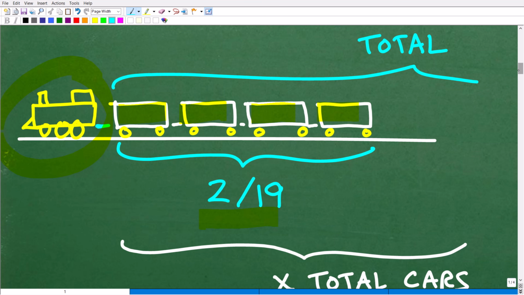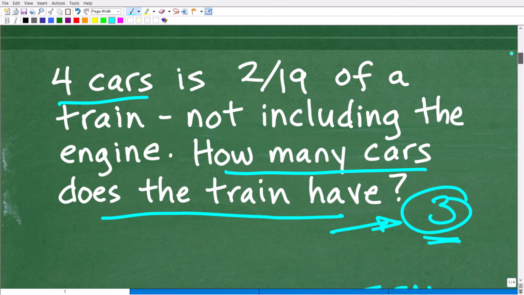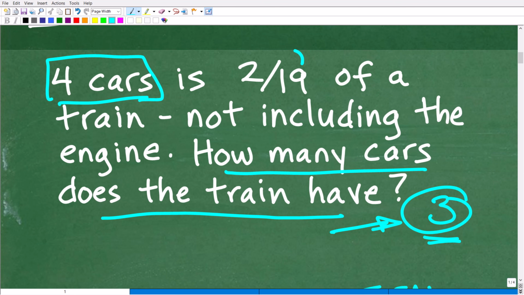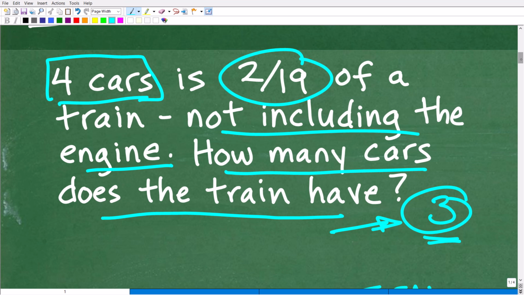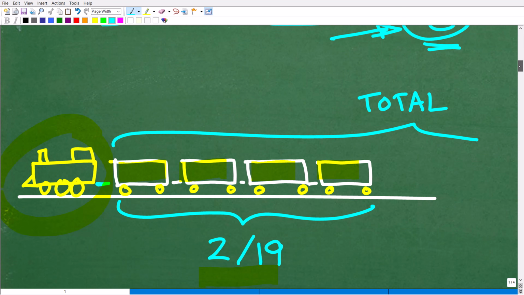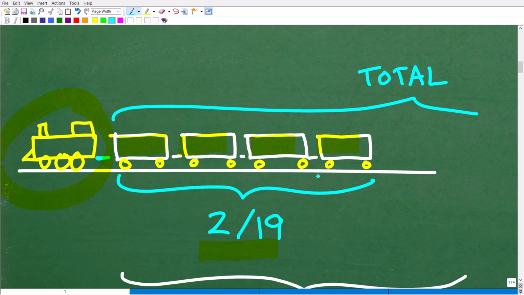So let's just make sure we have this situation right. Four cars is 2/19 of the train, and that doesn't include the engine. Okay, so let's go down here and make sure we have this right. 2/19, four cars, 1, 2, 3, 4. And of course, this train continues. These four cars represent 2/19 of the train, not including the engine.